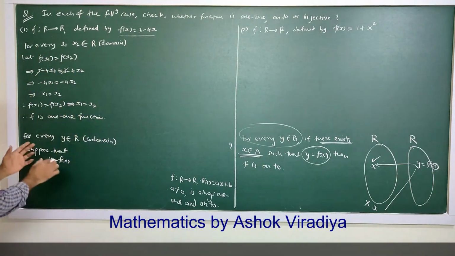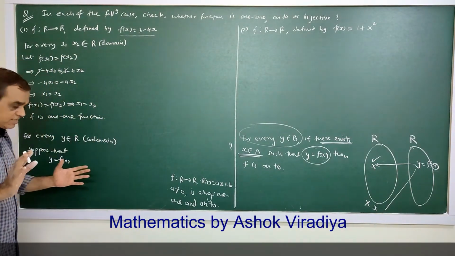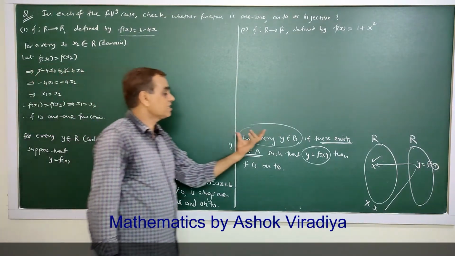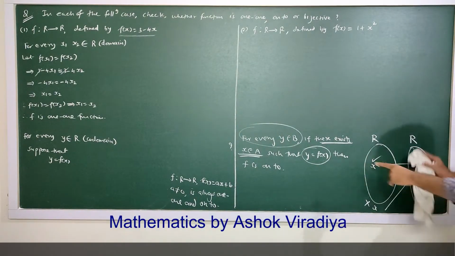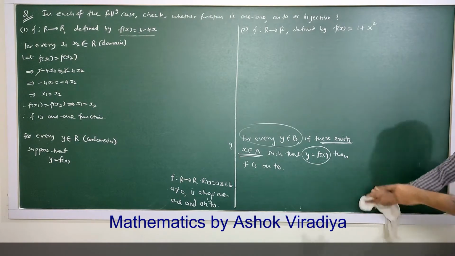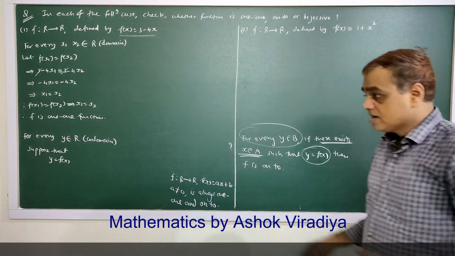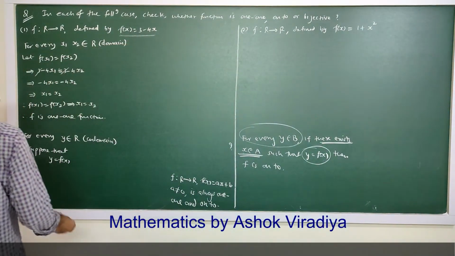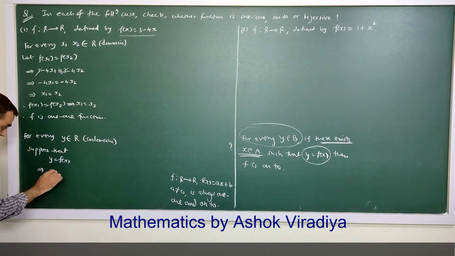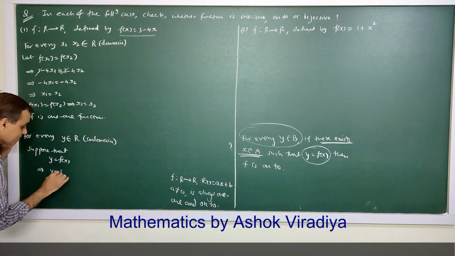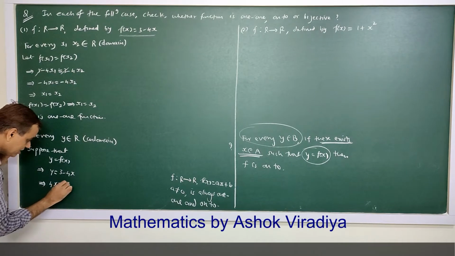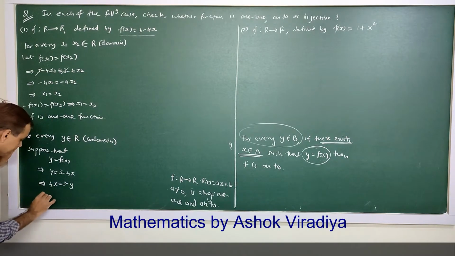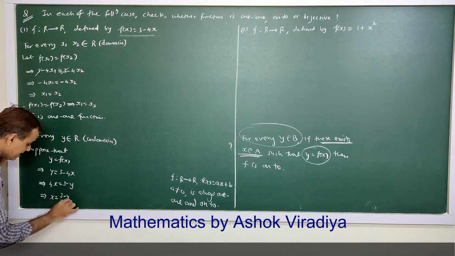So we suppose that y = f(x). So the method is: for every y belonging to the codomain, suppose that y is the image of x under f. Now we want to know about x. From this we calculate x. So y is equal to, now what is f(x)? f(x) is 3 - 4x. We are interested in knowing about x, so find x. So 4x is 3 - y. So x is (3 - y)/4.